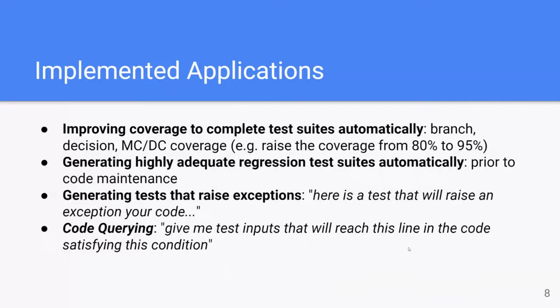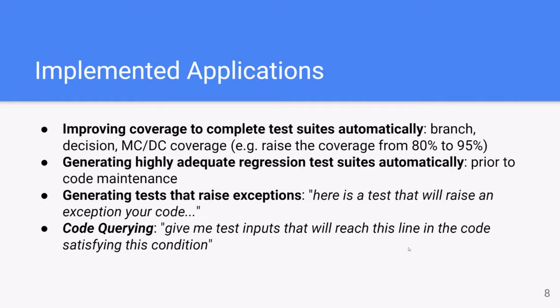Implemented applications, in other words, what we can use our tools for, principally is four areas: improving code coverage to complete test suites automatically. So for a number of coverage criteria, if you want, branch coverage, decision coverage, as well as MCDC coverage, which is used in avionics. Okay, so that depends on how thoroughly you want to explore the maze if you want. We can also use it to raise the coverage. Let's say you have a set of tests that is not complete, but it already exists, and you want to keep those, but you want to augment the coverage. We can do that, and we, for example, raise the coverage from your current test suite from 80% to 95% by adding tests that cover more of the code than the original test suite.